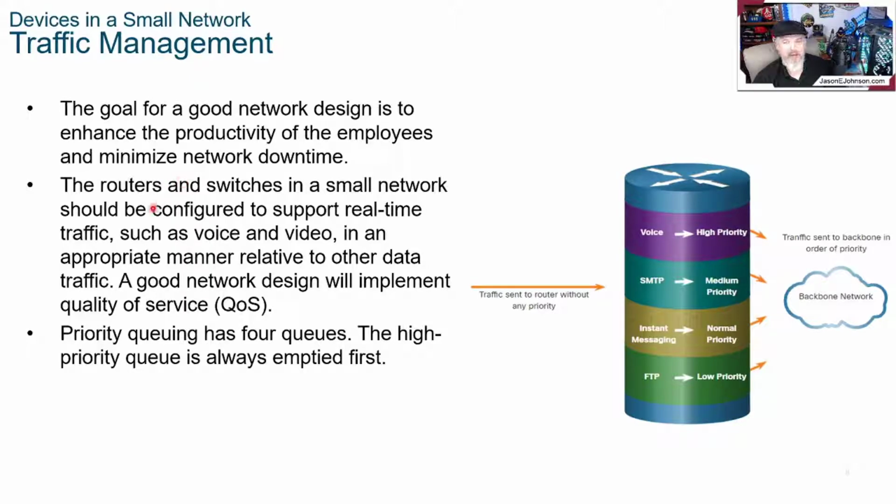The routers and switches in a small network should be configured to support real-time traffic, such as voice and video, in an appropriate manner relative to other data traffic. A good network design will implement quality of service. Priority queuing has 4 queues. The high priority queue is always emptied first. So you have FTP would be a low priority, instant messaging and SMTP would be about the middle band, and then voice would be a high priority. And video traffic, anything along those lines, would be high priority.